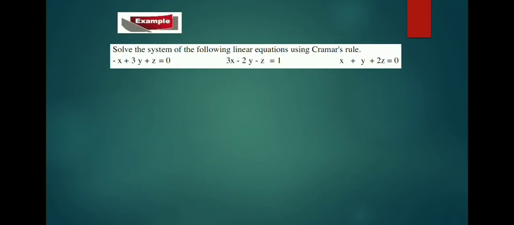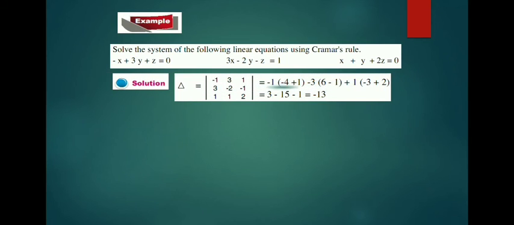Example. Solve the following system of linear equations using Cramer's rule. Negative x plus 3y plus z equals 0, 3x minus 2y minus z equals 1, and x plus y plus 2z equals 0. Solution. Delta equals, we form the coefficients of the 3 variables and calculate as we learned before, so delta equals negative 13.